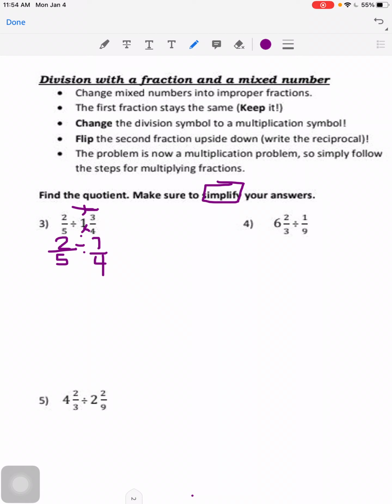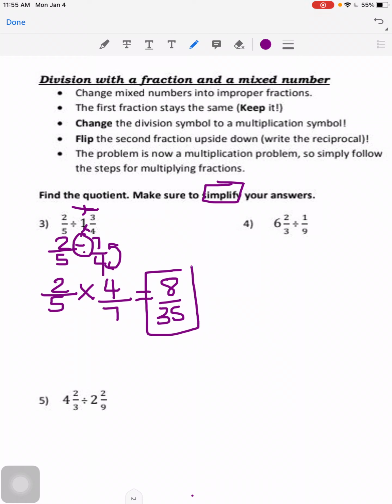Now that we have a division problem written in an appropriate manner, we're going to divide our fractions. So the first step is to keep our first fraction, change division to multiplication, and then flip our second fraction. So we get 4 as the numerator and 7 as the denominator. Multiply straight across, we get 8 over 35.